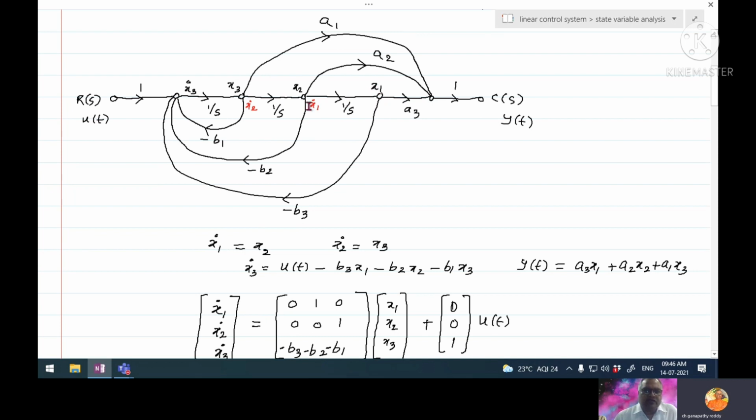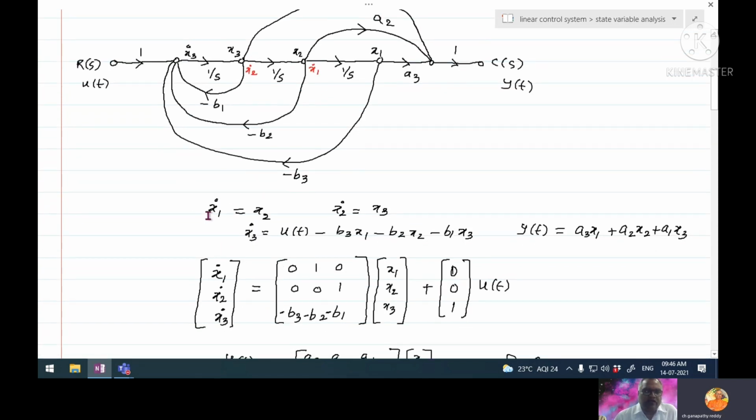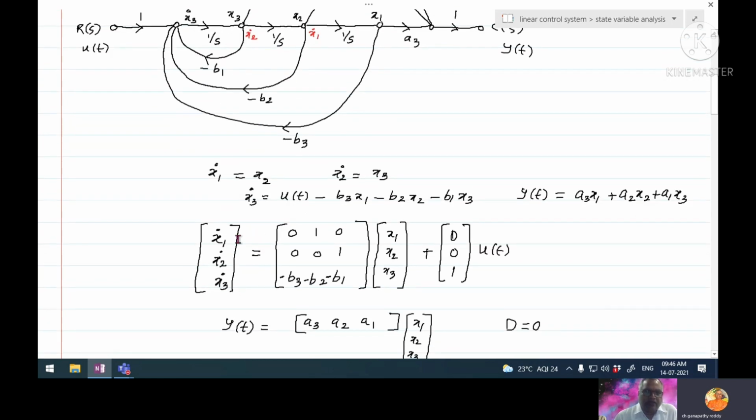If this is x1, this is x1 dot. Then this is x2, x2 means this is x2 dot. This is x3, x3 equal to x2 dot. x2 equal to x1 dot. This is x1. So if you write expression for x1 dot, why are we writing expression for x1 dot, x2 dot, x3 dot only? Finally, we are aiming to write the state equations.